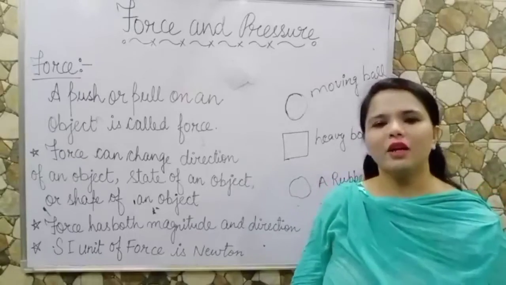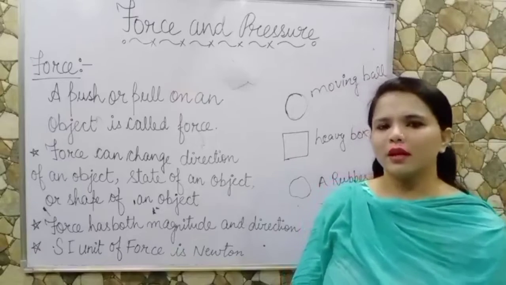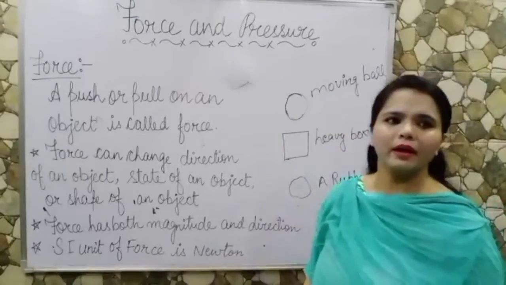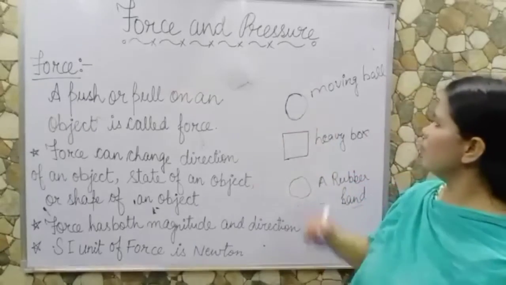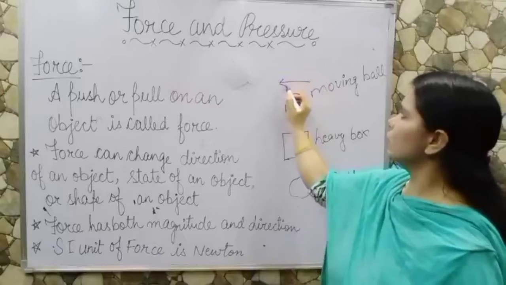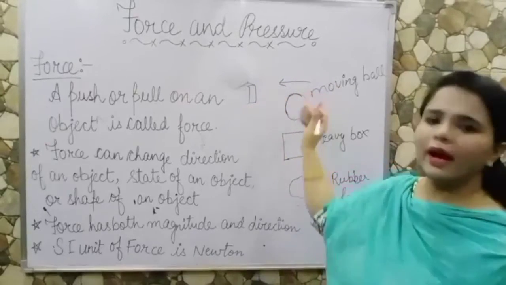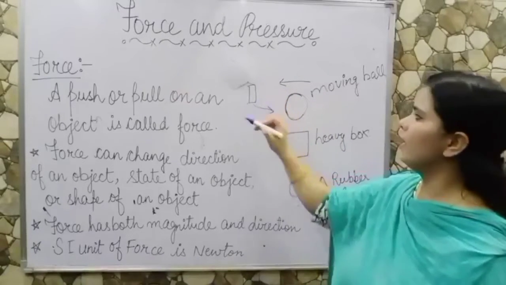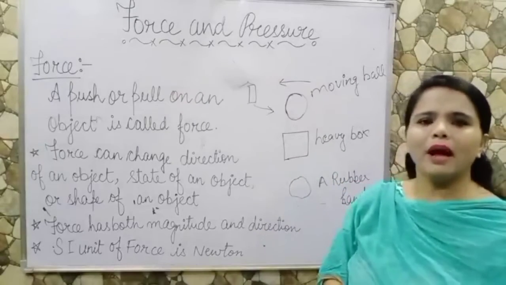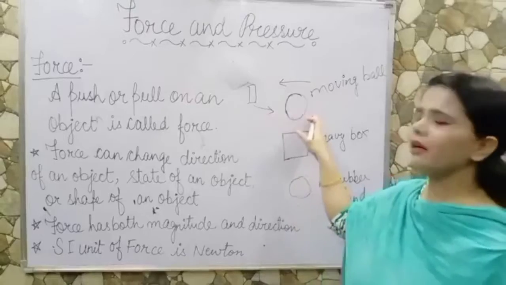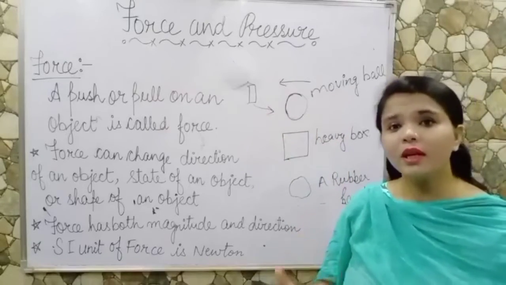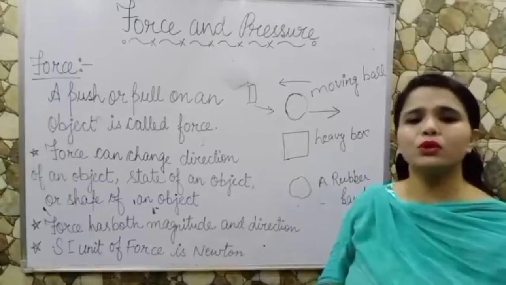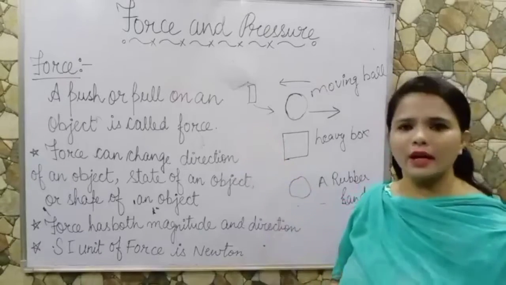Let us do an activity to understand the results of force. Take three objects. First, a moving ball. Second, a heavy box. Third, a rubber band. Suppose a ball is moving towards you. You are standing over there and the ball is reaching you, and you hit it in the opposite direction. You applied a force by your leg and you hit it in the opposite direction. And what will you see? Yes, you are right. You see that the direction of the ball is changed, opposite to you. So, force can change the direction of an object.